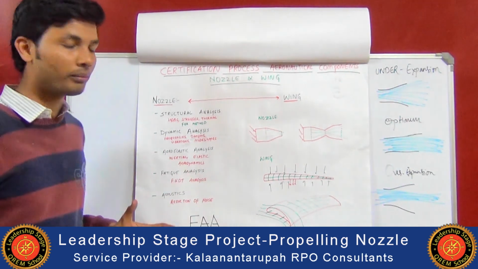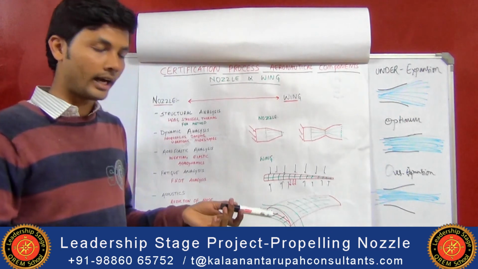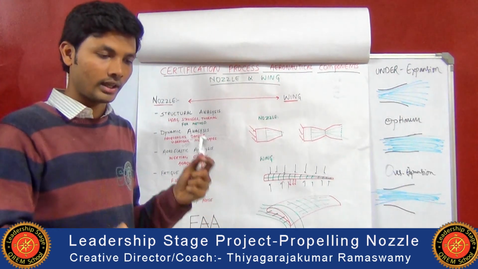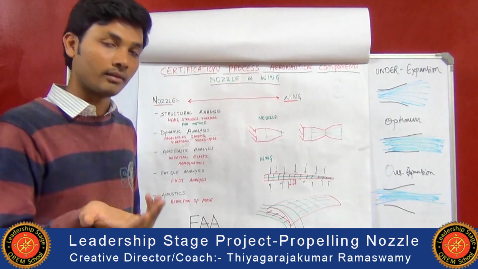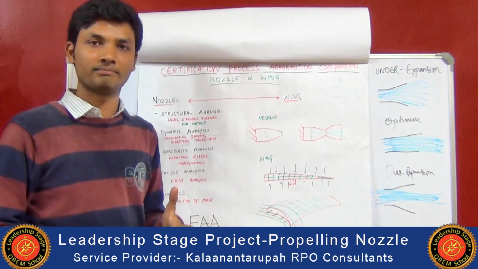So this has given you a brief idea about the nozzle, the function of the nozzle, types of nozzle, what the main attributes required to design are, what the main thing is which actually affects the nozzle, what the main things are you need to consider while designing the nozzle, and the certification process of the nozzle and the wing. Thank you.